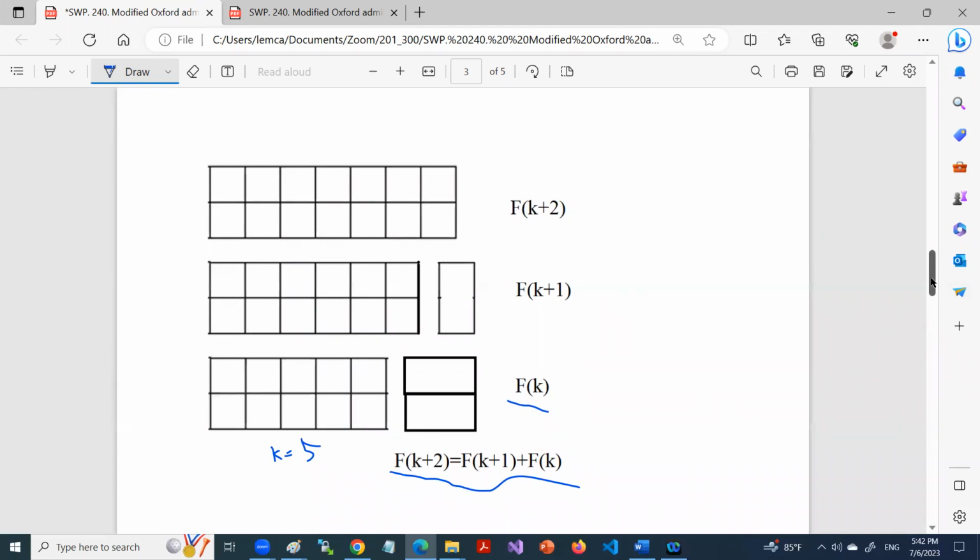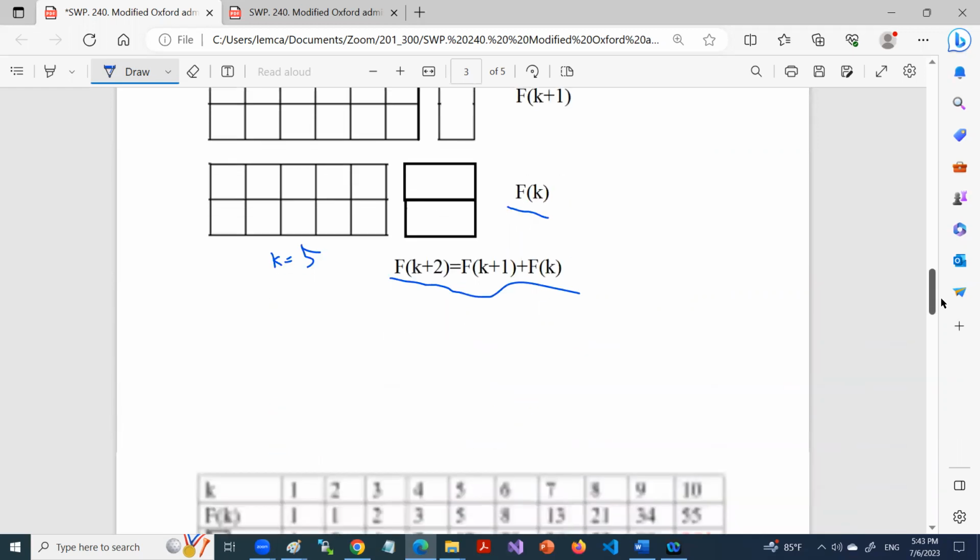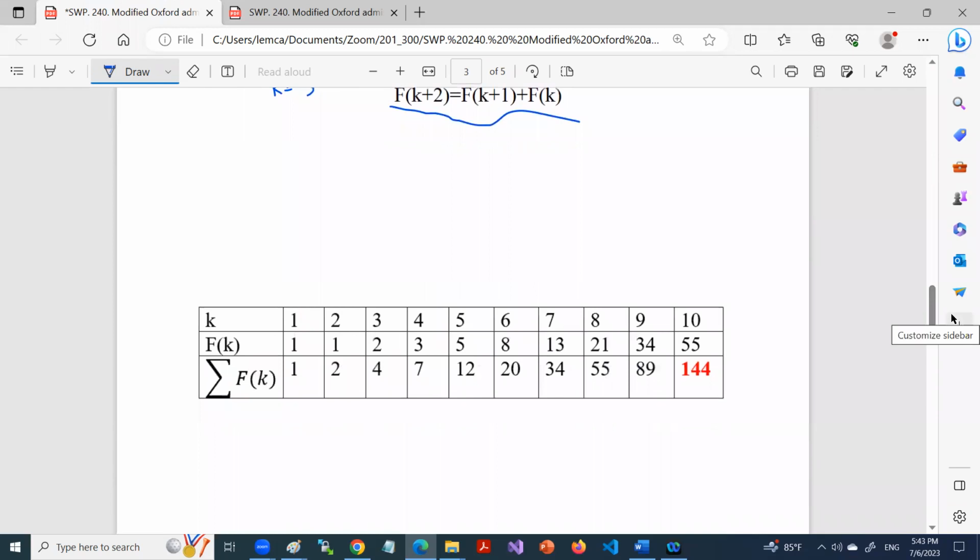Fk is number of k-digit numbers that we can present as a combination of f and g. So, our problem is to find out the sum f1 plus f2 plus f3 plus up to f10. From the table we see that the answer is 144.